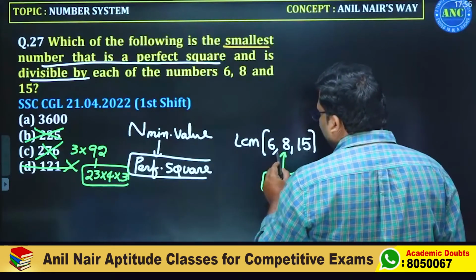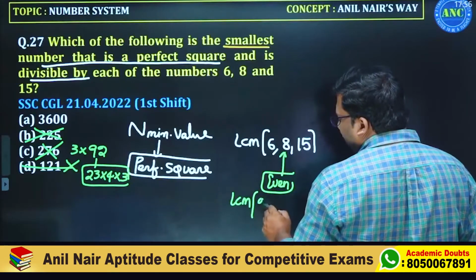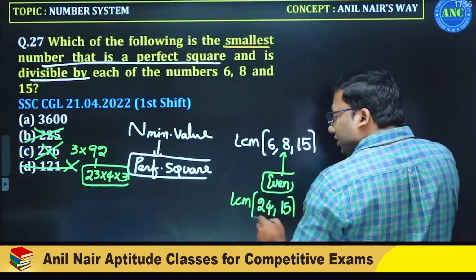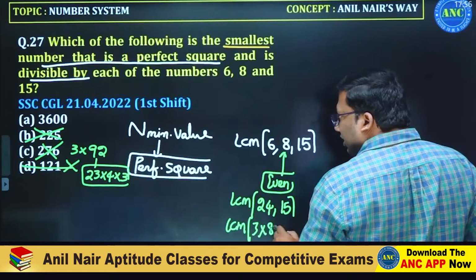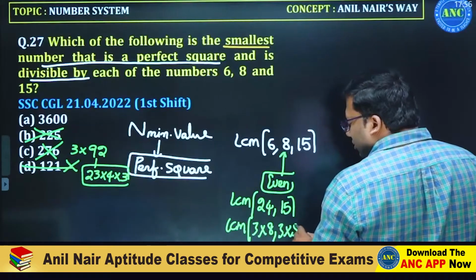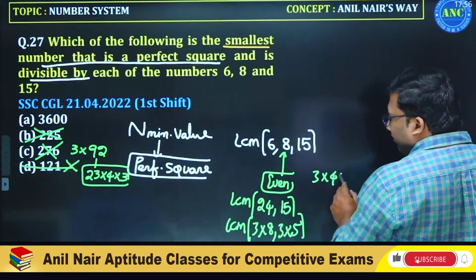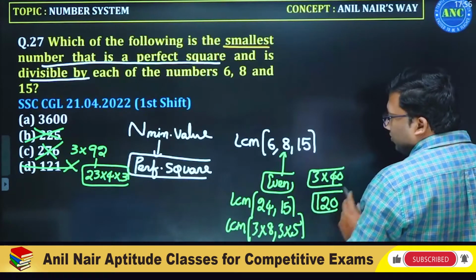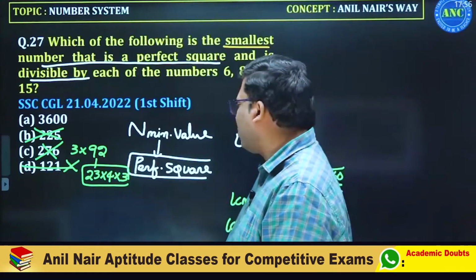What students will do is take the LCM of 6 and 8, which is 24, then 24 and 15. They will say 3 8s are 24, 3 5s are 15, so 3 3s are 9, 8 5s are 40, 40 3s are 120. The answer should be a multiple of 120, like that they will do. Not at all required. Very, very important question, sir.